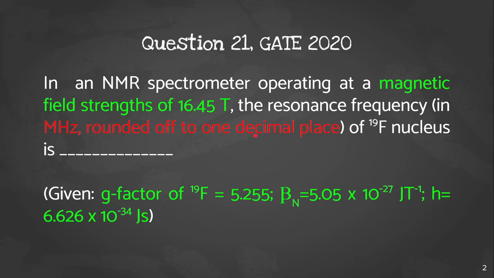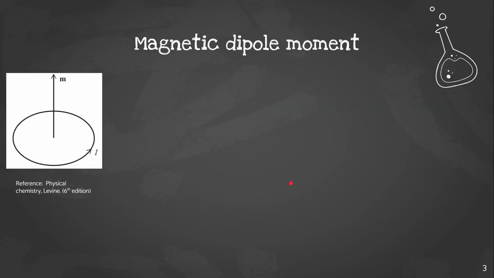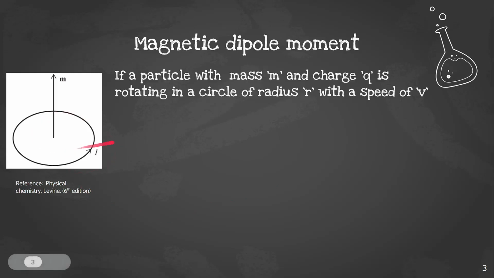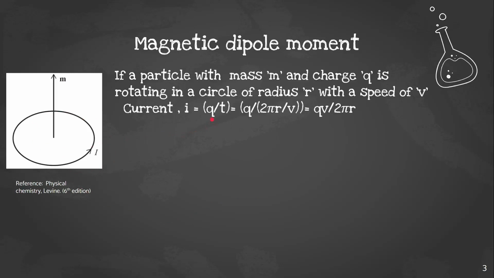Now, to answer this question, we have to know the basics of NMR spectroscopy and the relation between the frequency and the parameters given. To start with, we can continue with the thought of a magnetic dipole moment, where a particle of mass m and charge q is rotating through a circle of radius r with the speed of v. In that situation, the current produced is nothing but q by t, where t is 2 pi r by v, the time required to complete one circle, and the final formula is I equals qv by 2 pi r.